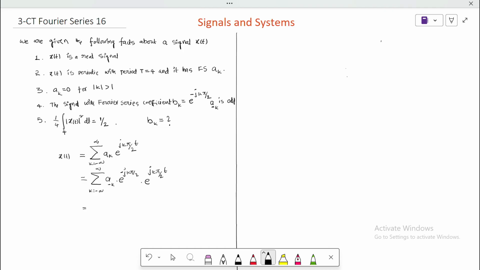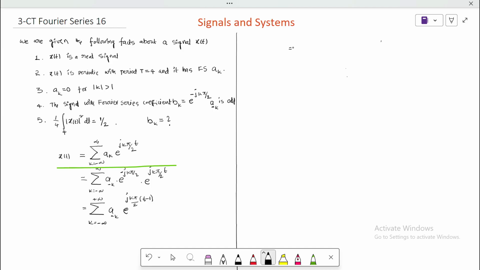So this is different, is it? That equals the sum over k equal to minus infinity to plus infinity of a minus k. Both are here, and a to the power m into a to the power n equals a to the power m plus n, is it? So e power j, and k pi by 2 is common. So k pi by 2, here I'm writing t minus 1, is it? t minus 1.